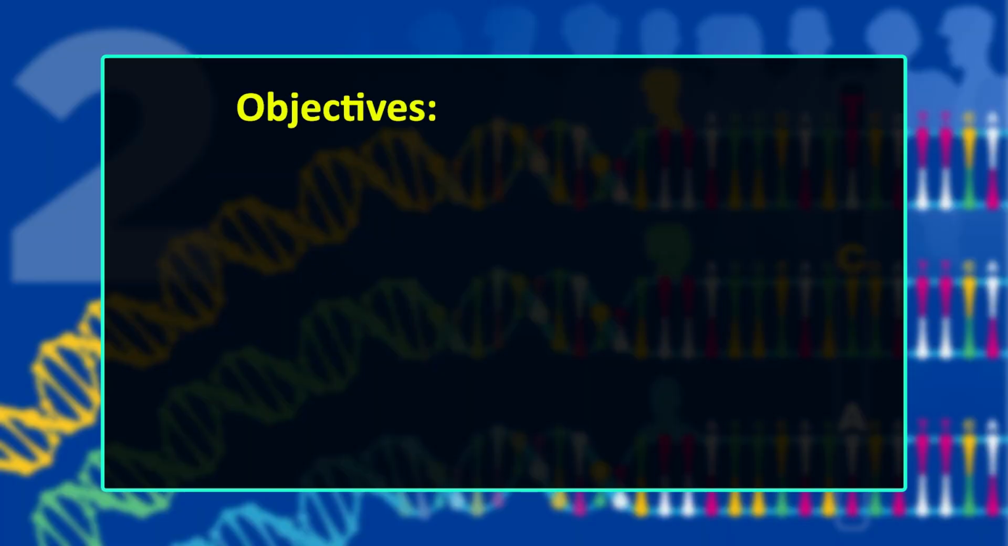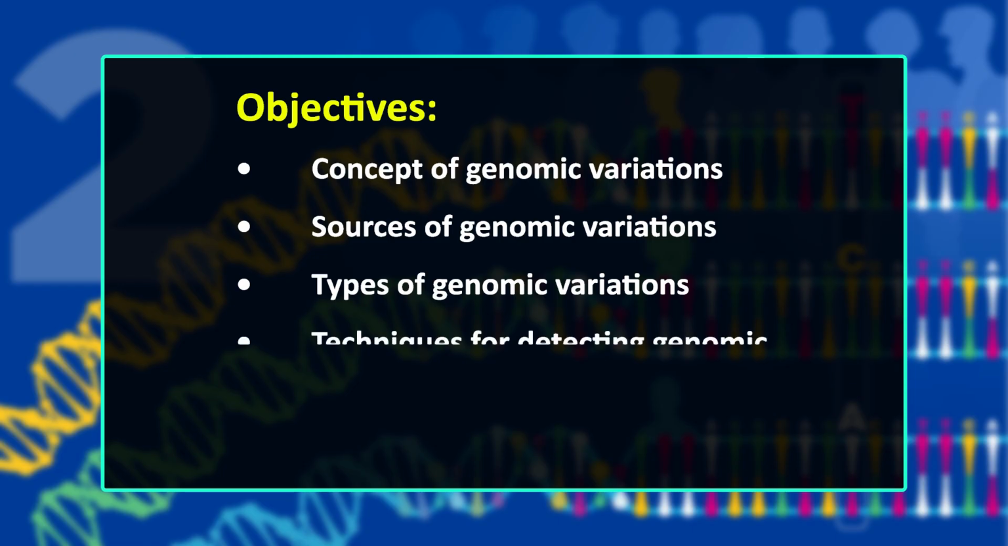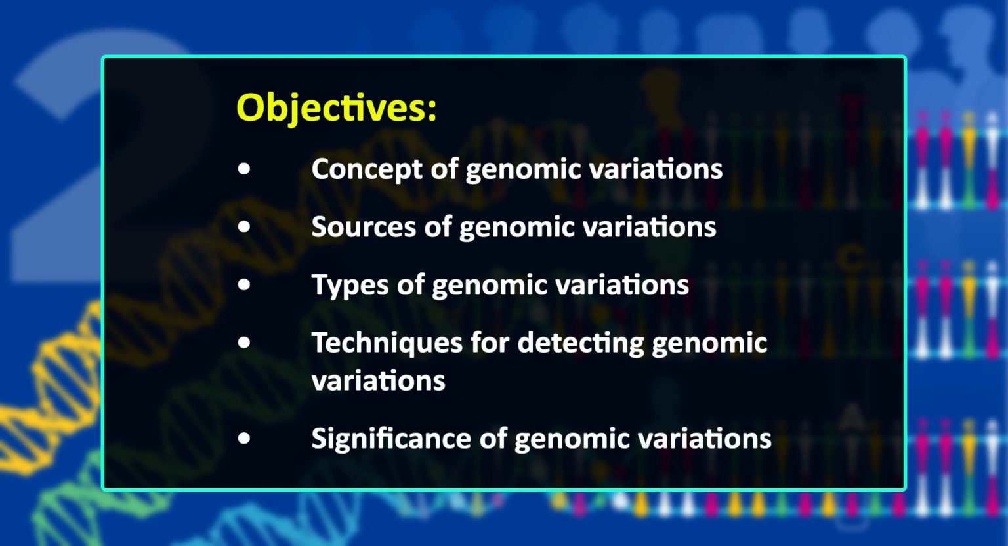Today we are going to discuss the topic Introduction to Genomic Variations. The main objectives of today's lecture are to know about the concept of genomic variations, to know about the sources of genomic variations, to know about the types of genomic variations, to know about the techniques for detecting genomic variations, and finally to understand the significance of genomic variations.